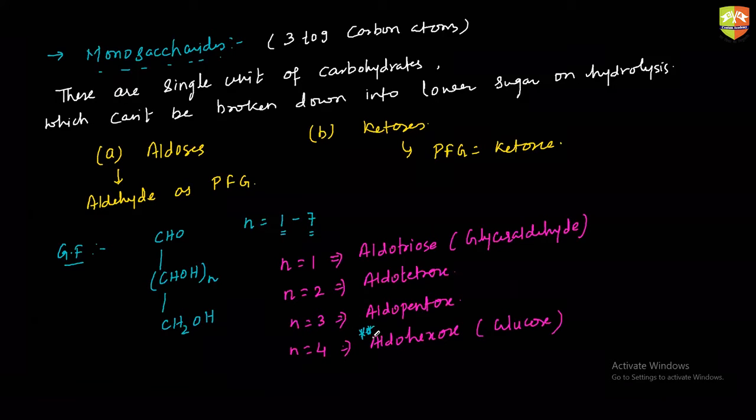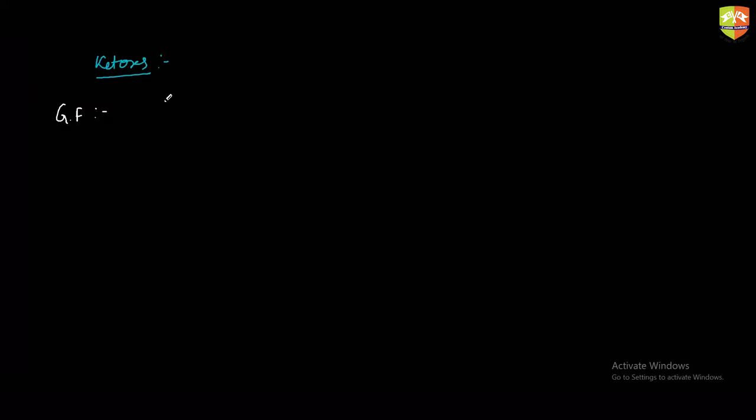Okay. Now, glucose belongs to which family? Aldose family. This you must remember. Glucose belongs to the aldose family. Fructose belongs to the ketose family, right? So similarly, for ketose, the general formula, on the next page I'll write down. The general formula is CH2OH, then C double bond O, the primary functional group, and here we have (CHOH)n, and here CH2OH. The possible value of n here is 0 to 6, minimum 0, maximum 6. Because again, the number of carbon atoms is minimum 3 and maximum 9. That's why 0 to 6 is possible.